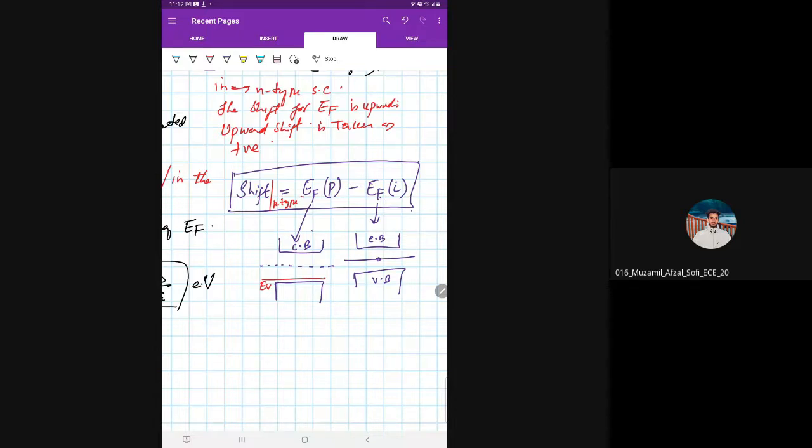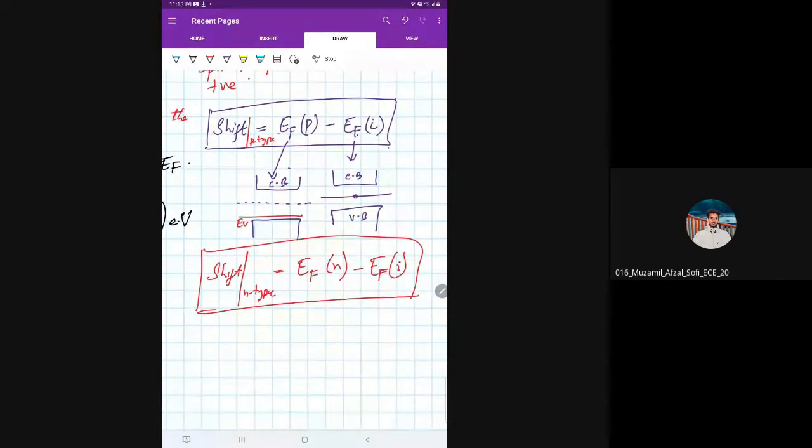semiconductor. But if you are talking about shift in n-type semiconductor, this is how it will be measured. It will be Fermi energy level in n-type semiconductor minus Fermi energy level in intrinsic semiconductor. So here you know that in n-type semiconductors, Fermi energy is somewhere near the conduction band. Okay, it is somewhere here. So this is Fermi energy level. It is not at the center. Center value तो यहाँ है.